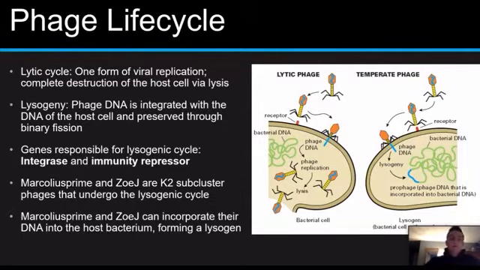But then in the temperate life cycle, the phage DNA actually becomes integrated into the bacterial genome, and this is preserved through multiple rounds of binary fission. And then the genes responsible for the temperate or lysogenic cycle on the right here are the integrase and immunity repressor genes. And that's something important to remember because that's what our project will be focused on.